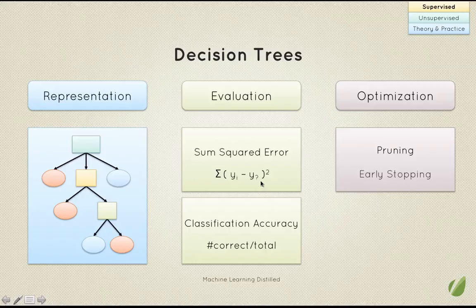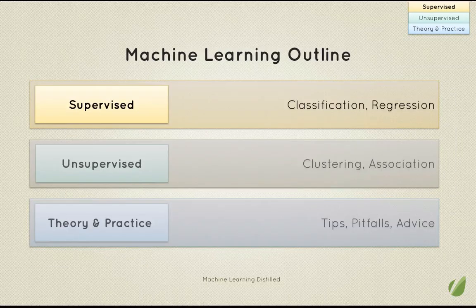And lastly, how do we optimize? We saw two things. We could prune or we could stop early, which is really a form of pruning. Remove branches that are highly specific that really don't help us that much. So this has been a look at decision trees, which are a classification and regression algorithm, a part of supervised learning.